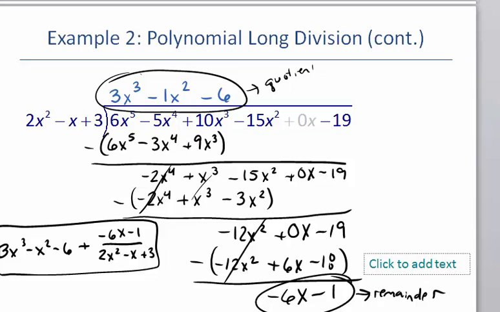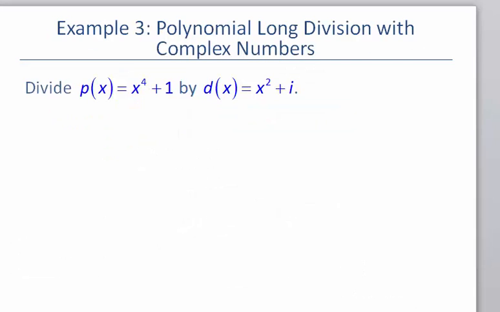Okay, we're going to do one more example here. This one involves a complex number, so that makes it a little more difficult to work with. We're going to divide p of x, which is x to the fourth minus 1. Okay, so lots of things that I am going to need to add in here. I'm going to need a 0x to the third and a 0x squared and a 0x plus 1. And then the divisor, what we're dividing by, is x squared plus i.